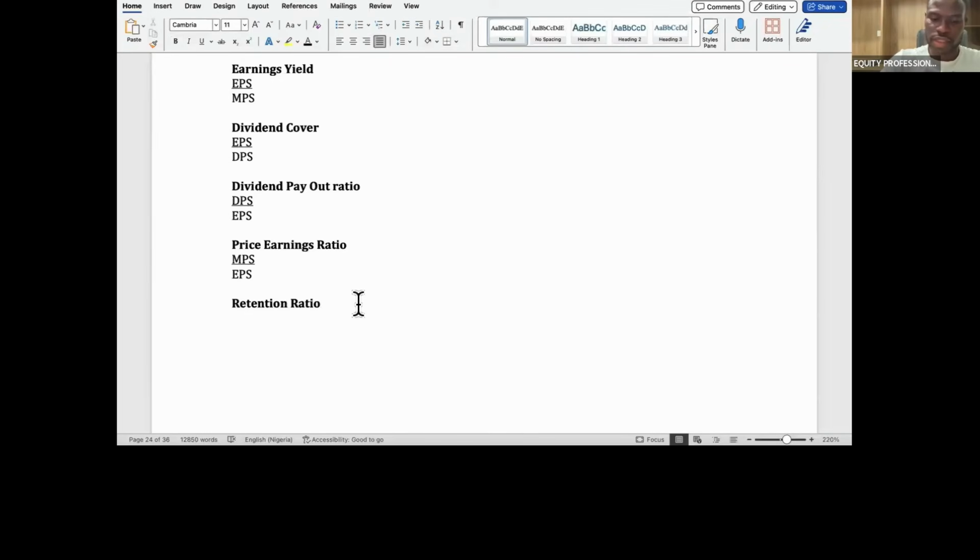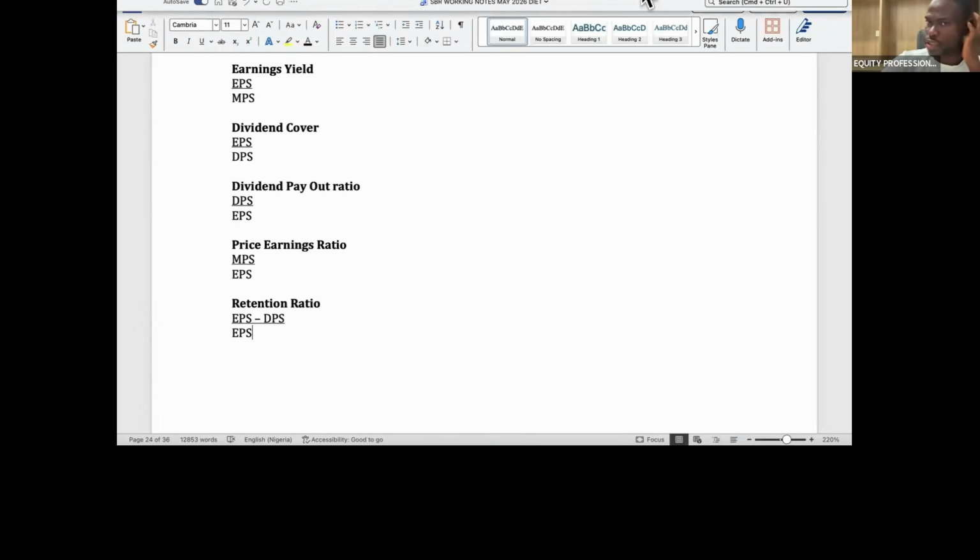Retention ratio is EPS minus DPS divided by EPS. So this majorly looks at the proportion of your earnings that is not paid as dividend, or that is retained. That's why they call it retention ratio.